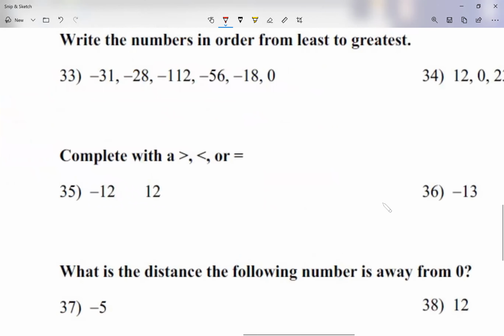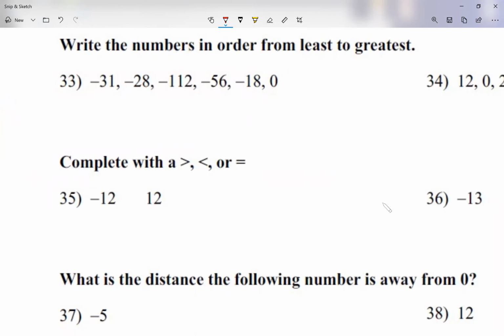Another thing that we learned was how to list the numbers from least to greatest. So write the numbers in order from least to greatest. Negatives are smaller than positives, so let me identify my negatives. In this case, I have a lot of them. Normally, if all my numbers were positive, the biggest number here will be 112. Now, because they're negative, it's the other way around. 112 is the smallest. So let me write this as a -112. That's the smallest. As a matter of fact, let me cancel them out.